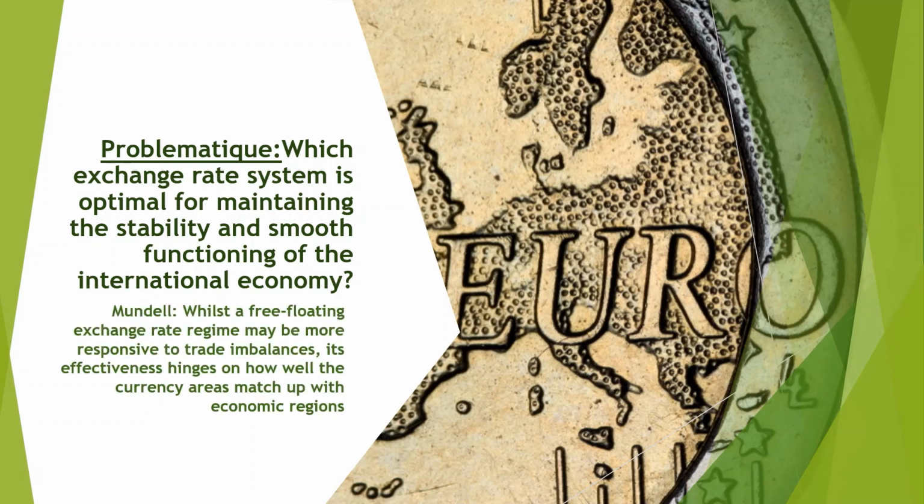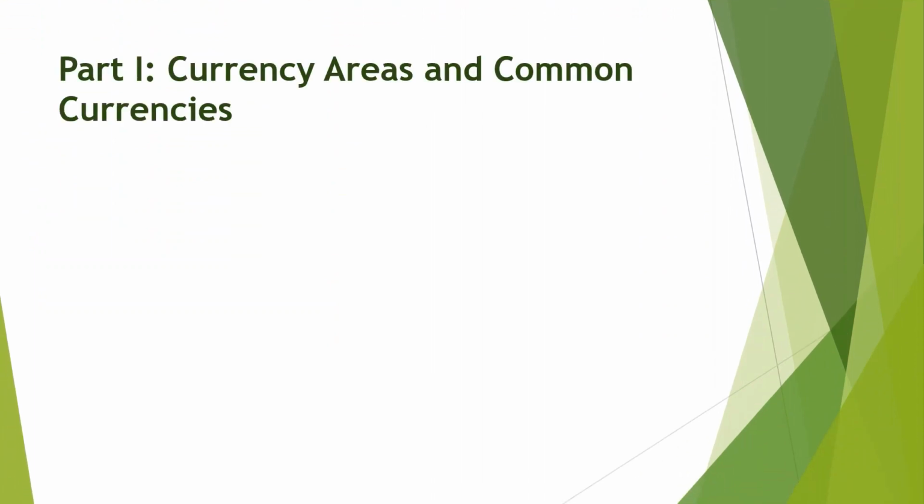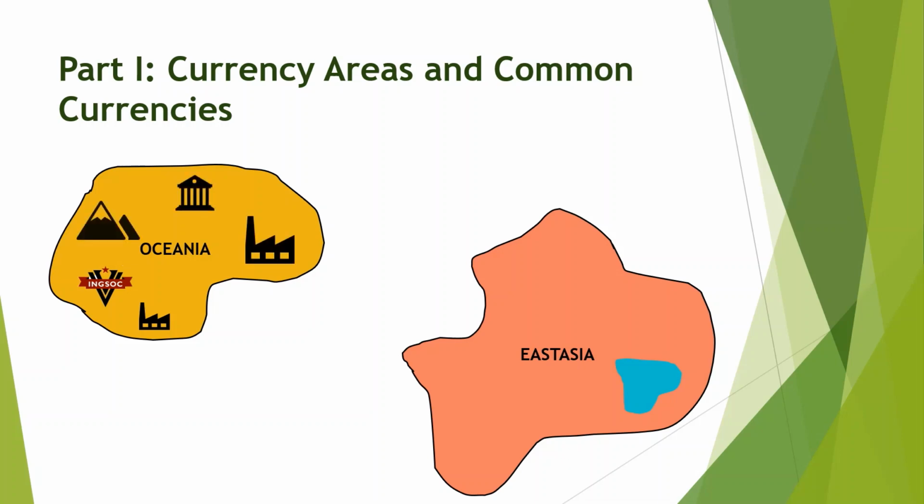Mundell's answer, or thesis, is that whilst a free floating exchange rate system may be more responsive to fluctuations in the balance of trade between countries, its effectiveness hinges on how well the boundaries of currency areas align with underlying economic regions. Firstly, Mundell shows the difference between a currency area sharing a currency and a currency area comprised of several different currencies. In our example, let's imagine a world economy with two countries called something original, like Oceania and East Asia. Importantly, let's assume that prices cannot be reduced to make goods more competitive and that wages are inflexible.